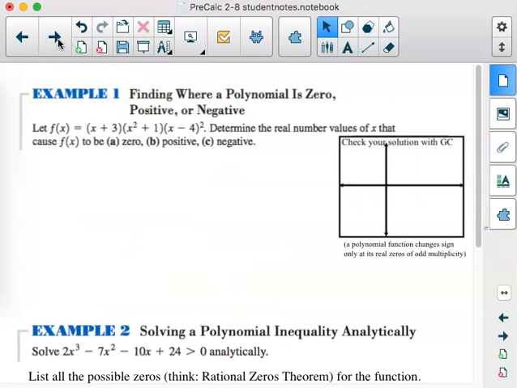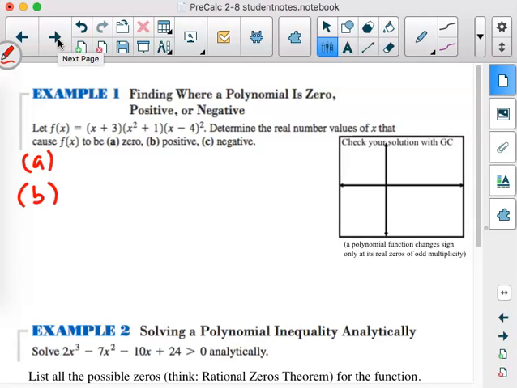Example 1. Finding where a polynomial is 0, positive, or negative. Well, that's the exact same thing we just did. Let f of x equal the quantity x plus 3 times the quantity x squared plus 1 times the quantity x minus 4 squared. Determine the real number values of x that will cause f of x to be 0, positive, and negative. All right. So my sign chart.